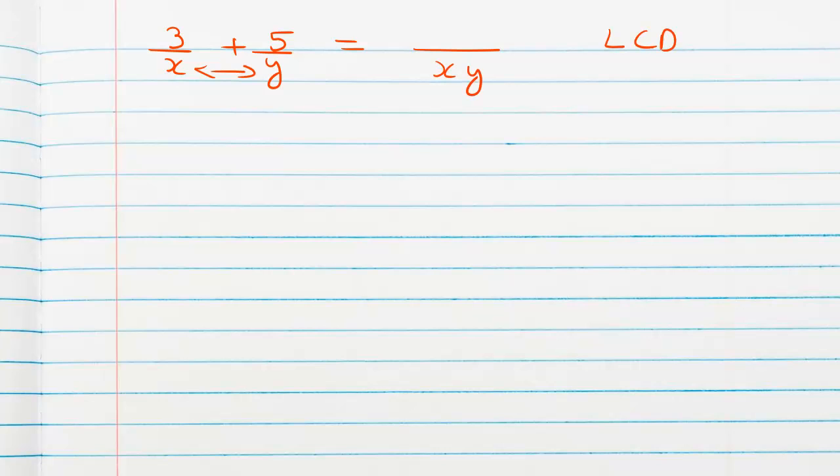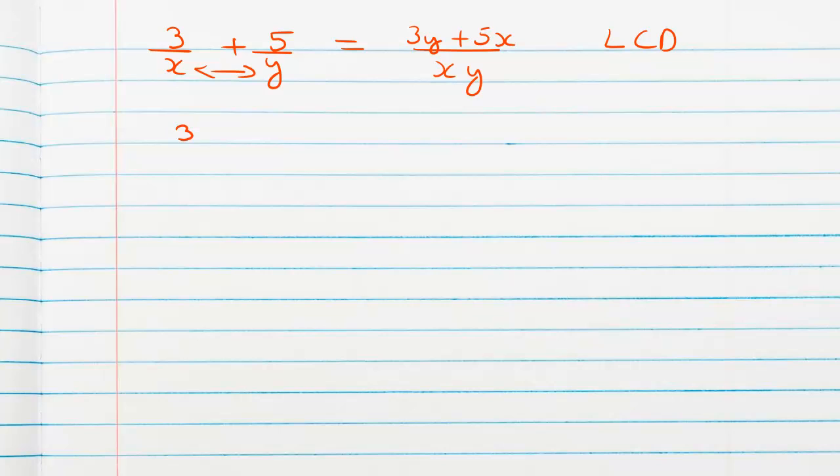So the answer will be xy, and now we cross multiply. So we get 3 times y, 3y, 5 times x, we get 5x. Okay, so this is our answer for this one. Let's take a look at one different example.